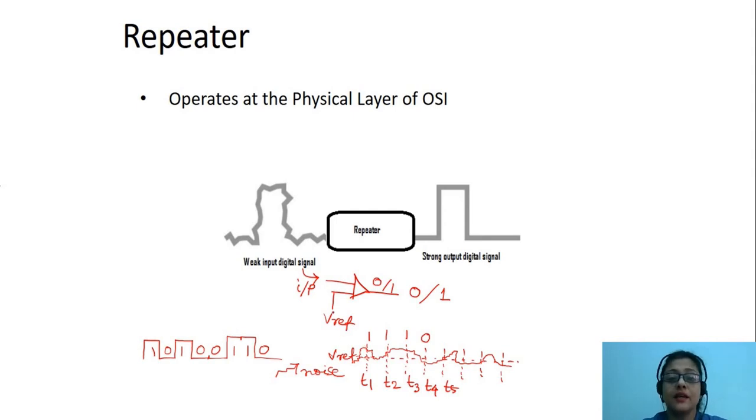So the idea is to place the repeater at smaller distances so that before the signal gets too much distorted by noise, it is caught by the repeater and new clean pulses like this are regenerated. So this is the work of a repeater. It regenerates new clean pulses.